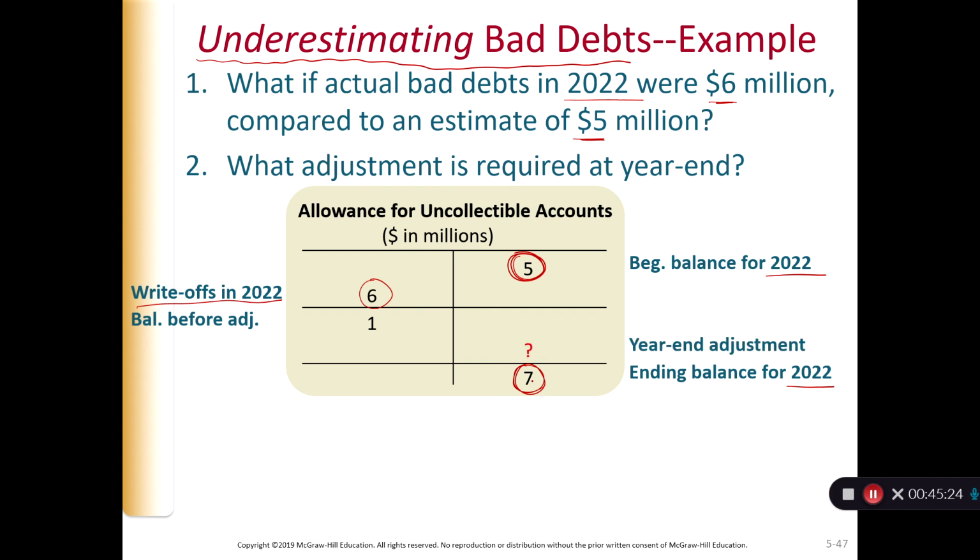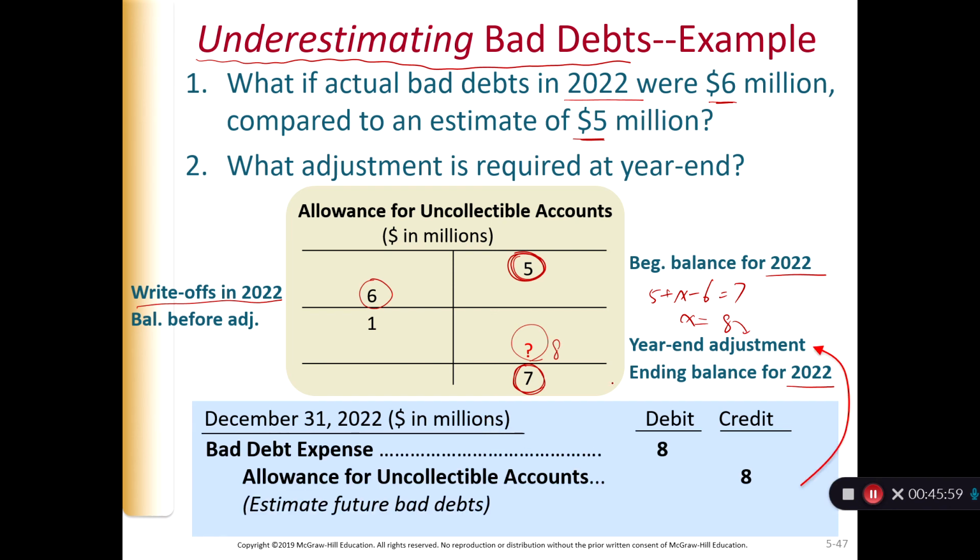So therefore, how much should we credit in here? We should credit 8, right? Because, or you can say 5 plus 8 equals... so you can set up x: 5 plus x minus 6 equals 7, x equals 8, right? So that's how we get this year-end adjustment. So we were crediting 8 to allowances for 2022, with a debit to bad debt expense.